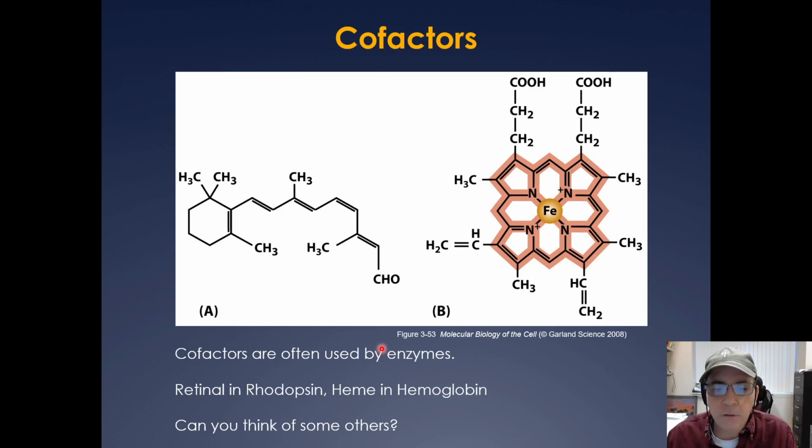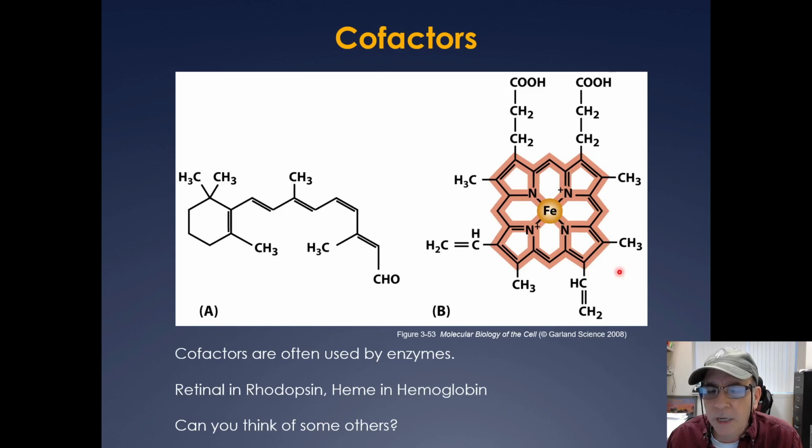There's also cofactors that come into play in enzymes. We've seen a couple of these already. You have this molecule right here, which is called retinol, and that's contained in rhodopsin. And here is the structure of heme, which is present in hemoglobin, which is needed for carrying oxygen around. I know you guys can think of some others. A great example is chlorophyll in the light harvesting complex in plants, which is involved in photosynthesis. But I'm sure if you think about it, you can find some more.